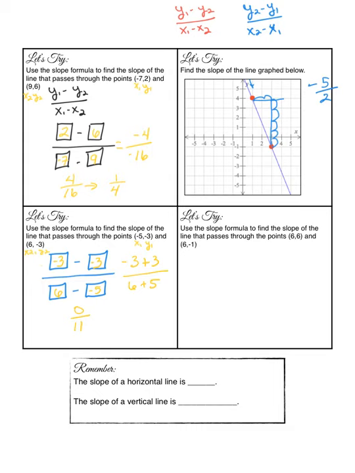Well, when you have 0 over 11, this becomes a 0 slope. It's a horizontal line. Interesting. All right, well, I'm going to talk through if I had done it the other way. Let's say I went the other way and I did y1 minus y2. I'm still going to get negative 3 minus negative 3. It's still going to be 0.